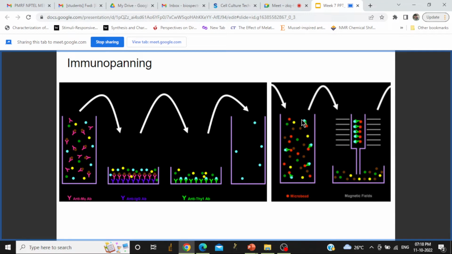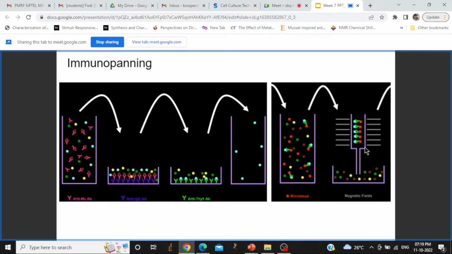These gray or bluish ones are our cells that we need to separate, and these cells will have specific markers, and we will design an antibody specific to this marker, and this antibody will be attached to this cell. But this antibody also has a nanomagnetic bead or nanomagnetic particle attached to it. So first we will mix these antibodies which are attached to these magnetic nano beads.